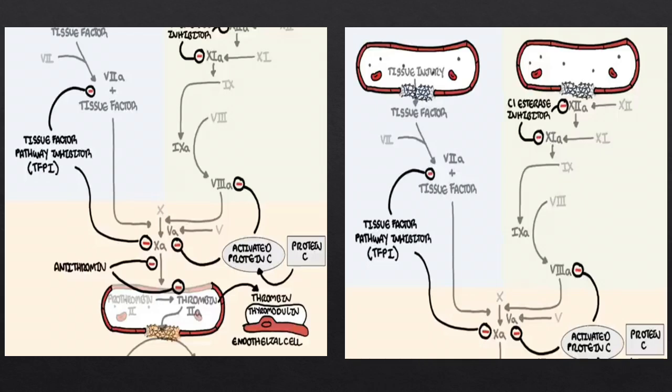The other one here on the right is C1 esterase inhibitor, which is another protease enzyme. This prohibits the formation of 12A and the conversion of 11 to 11A, thereby inhibiting the next steps in the intrinsic pathway. So with this, all of the antithrombotic pathways will be arrested, so that the thrombin clot formation will be stopped.